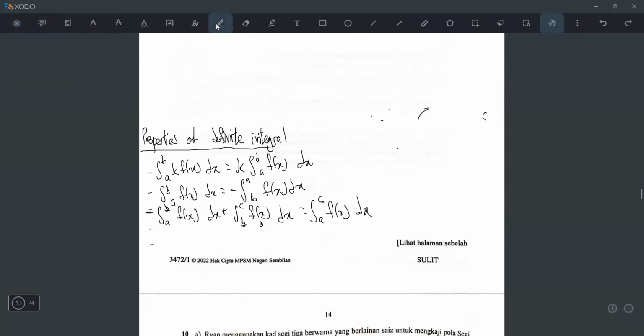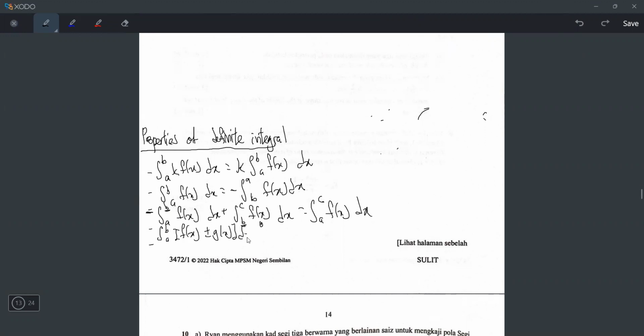Okay, for my fourth property is pecahkan. You can separate one. So if I give you integrate BA and then inside I'll write fx plus or minus gx dx, I can separate this into two integrals. So it will be integrate BA fx dx, and then plus minus. It means if this is plus, then it's plus. If this is minus, and then you can open another integrate BA gx dx. Okay, like that. That means if there is a plus minus sign or there are two terms, you can separate like this. And when you separate, the number will stay the same, BA.